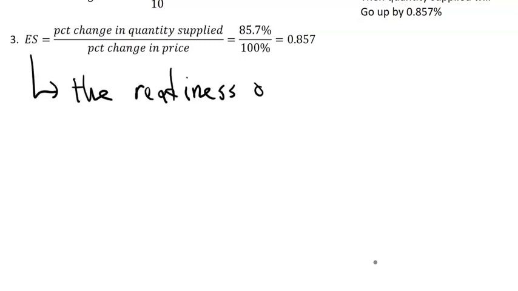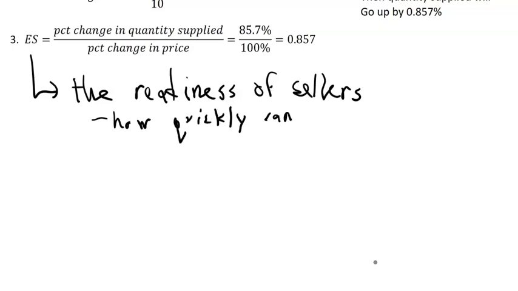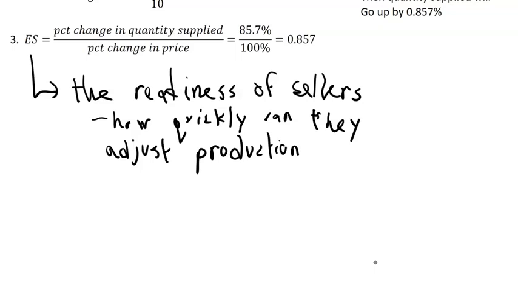Now, the main thing that elasticity of supply measures is the readiness of sellers. That is, how quickly can sellers adjust their production? If there's a big demand coming up, or suddenly the prices went up, how quickly can they adjust their production to produce more of their product?